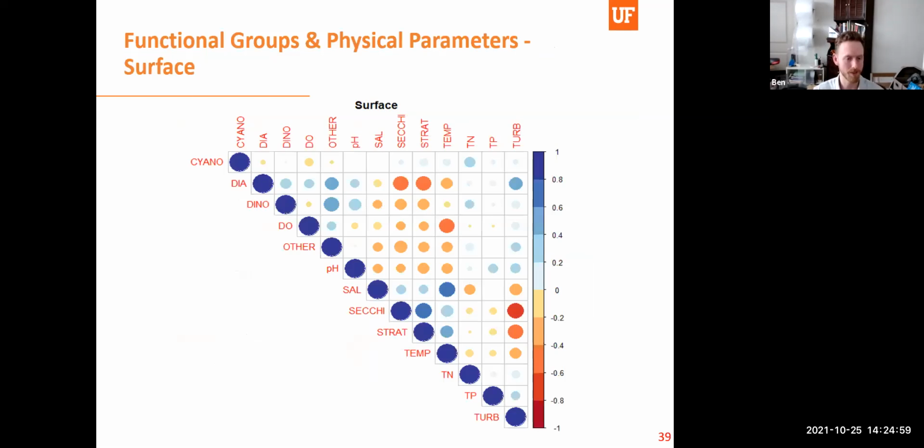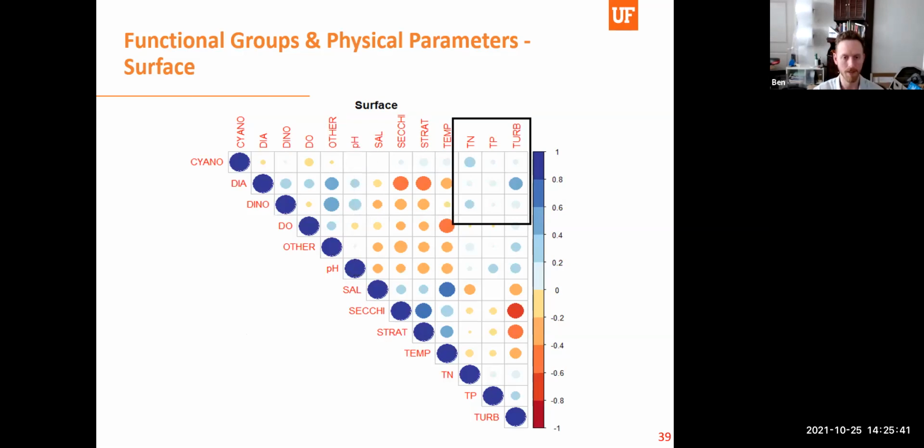And now comparing these functional groups to physical parameters, I'll try to focus on the other flagellate group, which was positively correlated with dinoflagellates and diatoms, but dinoflagellates and diatoms did not correlate at all with cyanobacteria. And cyanobacteria did not correlate with the flagellate group at all either. The surface groups tended to be negatively correlated with all these physical parameters that were associated with summer, other than cyanobacteria, which showed no correlation.